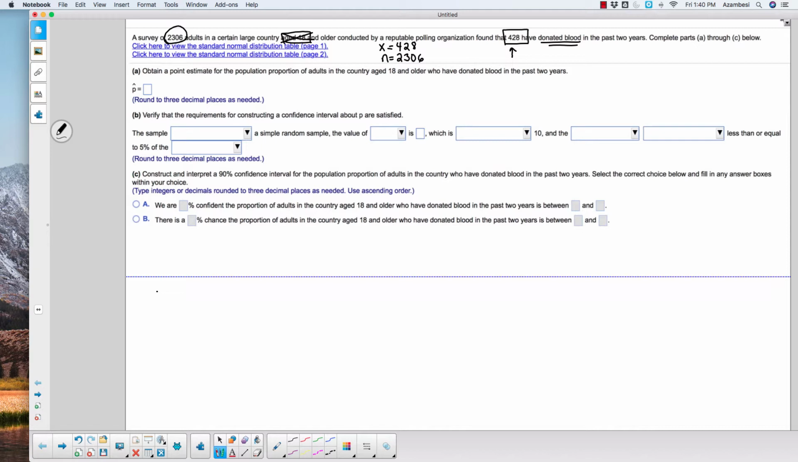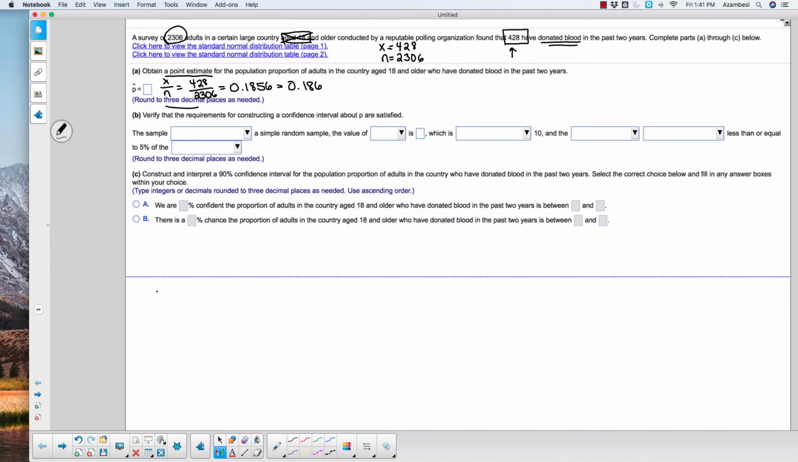A point estimate is a value from the sample that we're using to try and find a population value. In order to calculate a point estimate, it's called p hat, and it's equal to x over n. So 428 divided by 2306 gives me 0.1856. Make sure you watch how many decimal places you need. So 0.186 to 3 decimal places.